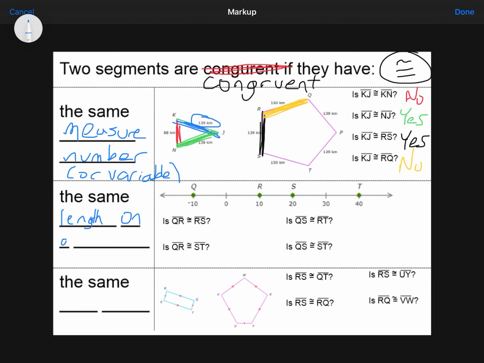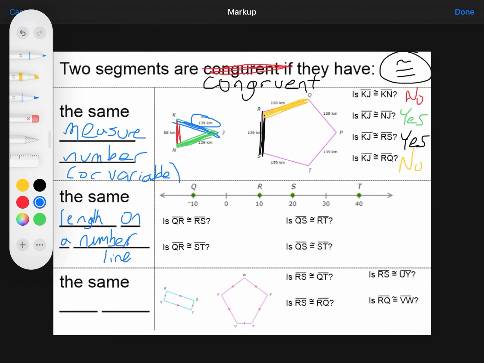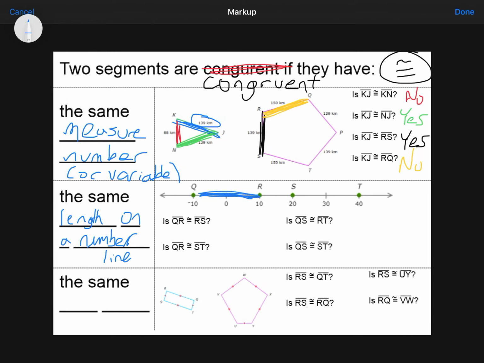Besides having the same measure number, they could also have the same length on a number line. So, check this out here. If you notice, we have a few different things measured here. So I'm going to start first with QR. How big is QR? Some of you might say answers like 2 or 3, and the answer of 2 is not a bad answer, but they're not 2 apart. If you notice, the space between them goes from -10 to 0 and 0 to 10.